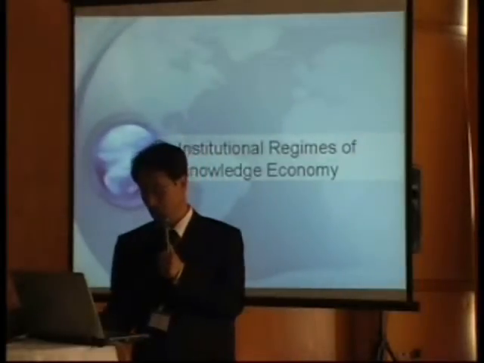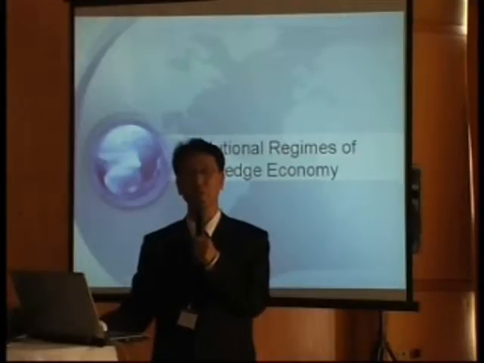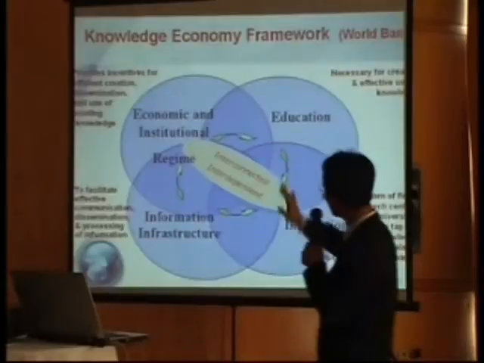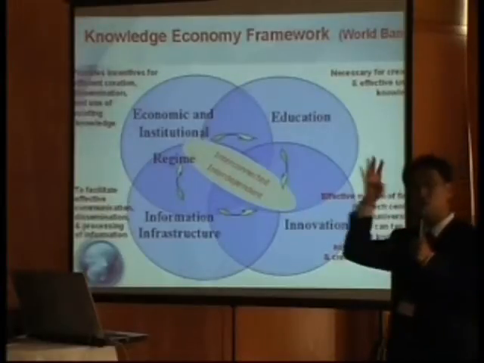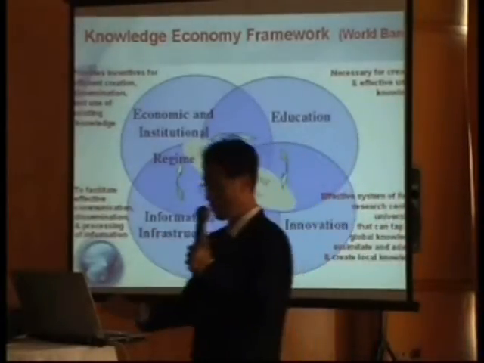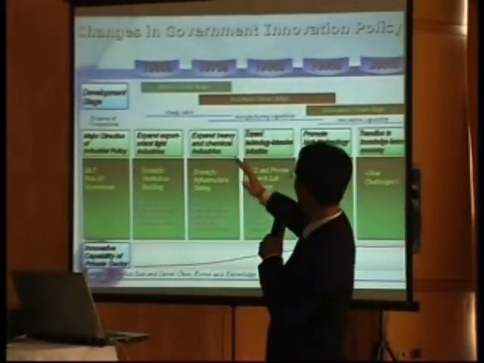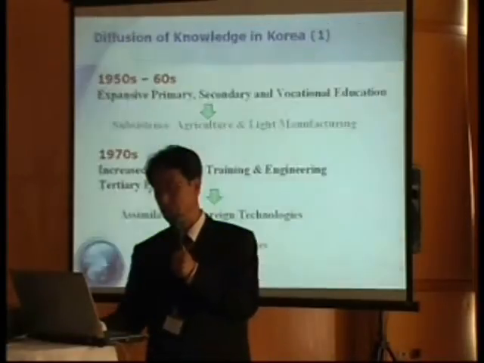And then I will just briefly go through what we did in the meantime to reach that knowledge economy. This one is a diagram developed by the World Bank, which shows 4 pillars of the knowledge economy: economic and institutional regime, education, information infrastructure, and innovation. Remembering those 4 pillars, let's move on to what we have in Korea. We have actually moved from a factor-driven to an innovation-driven stage through different stages.